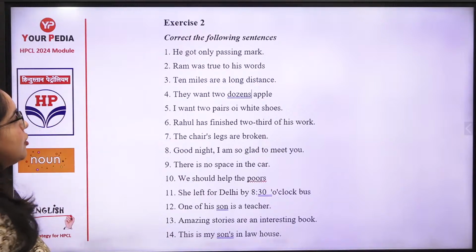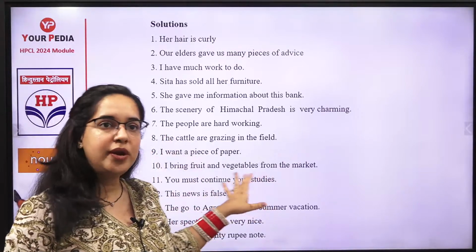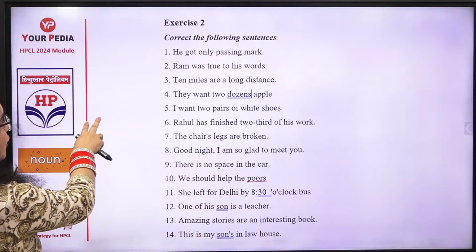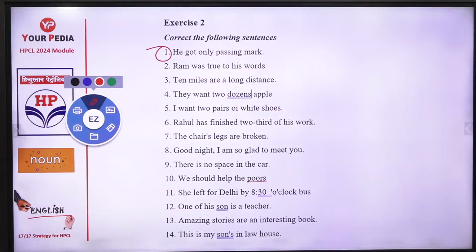Now, when you download the documentation, do remember that you have the answer key also. Whenever, keep on checking out your answers on your own at a later stage. Okay, go for the first one now. He got only passing mark.